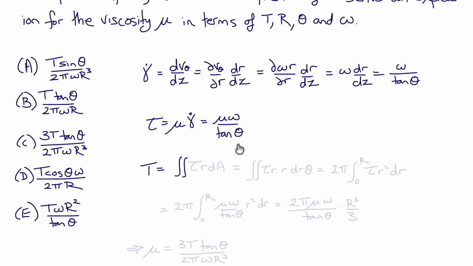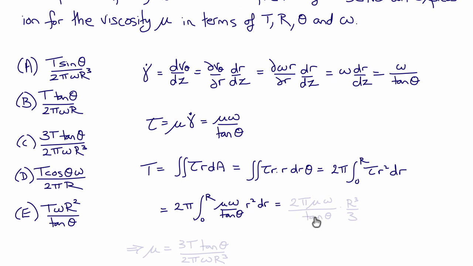Now the torque is the integral of that shear stress over the area times the moment arm r, which will give us the double integral of tau r times r dr d theta, or 2 pi times the integral from 0 to big R of tau r squared dr, which is 2 pi of the integral from 0 to R of mu omega over tan theta, which are all constant, times r squared dr, which is therefore 2 pi mu omega over tan theta times the integral of r squared, which is r cubed over 3, evaluated between 0 and capital R as capital R cubed over 3, gives us that the viscosity mu is 3 times the torque T times the tan of the angle theta divided by 2 pi omega R cubed, which is C.